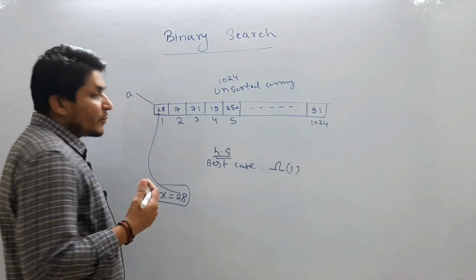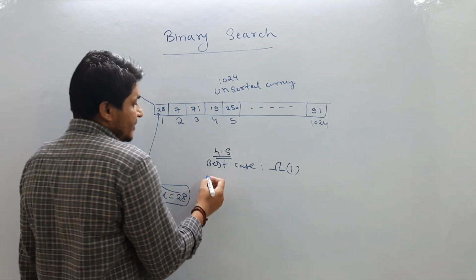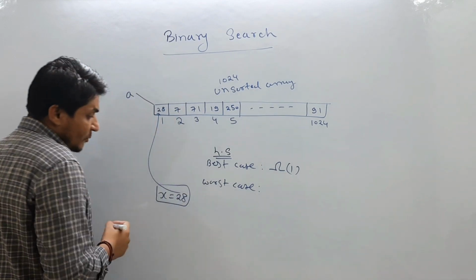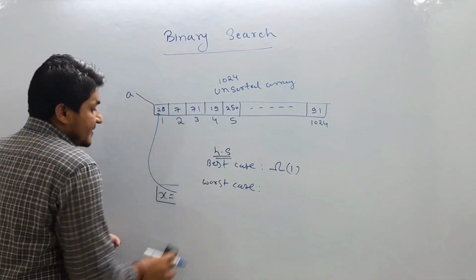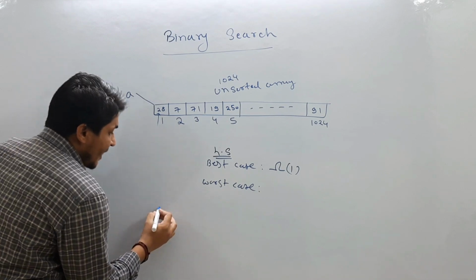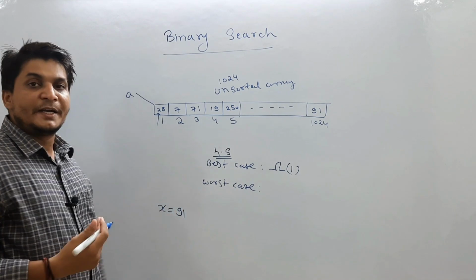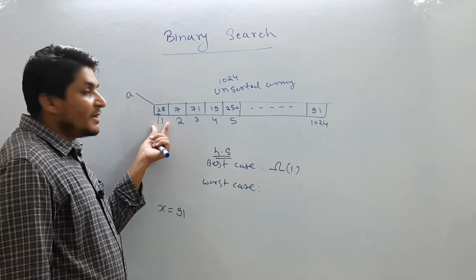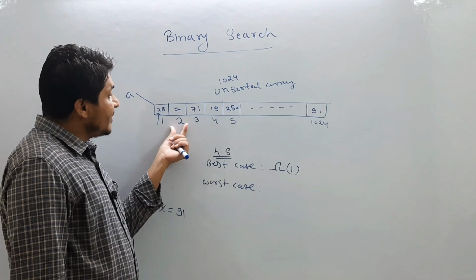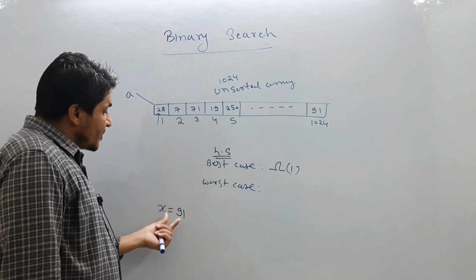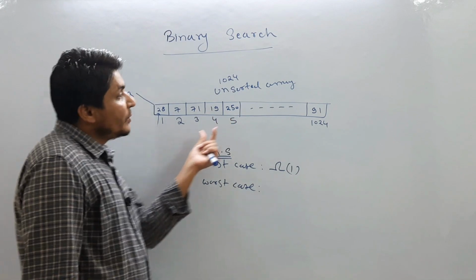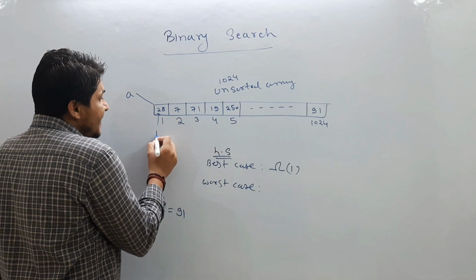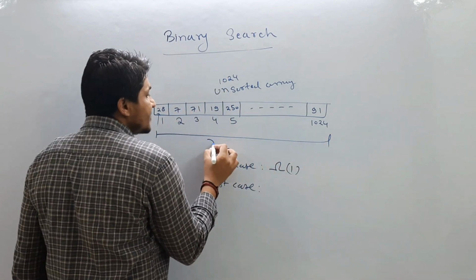Now let us understand what could be the worst case time complexity for this linear search. Let us understand another scenario. Let's say this time I am searching for 91. I will start comparing with the first element. If it is not my element, then I'll compare with the second element. If it is not my element, then I'll compare with the next. So in order to search for 91 in this array, how many comparisons do I have to make? Total 1024 comparisons. Let's suppose the size of this array is n.